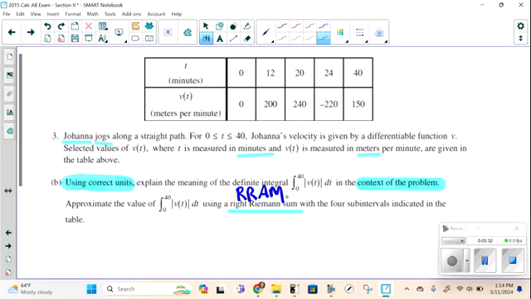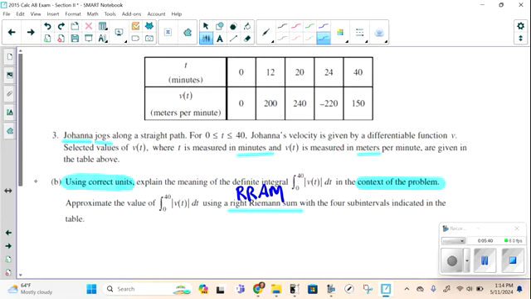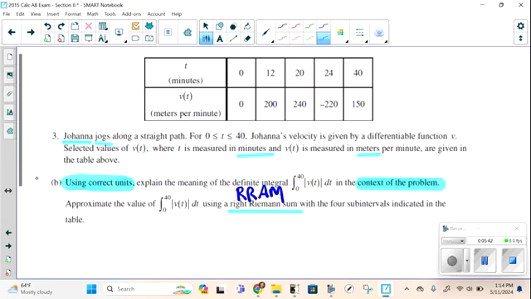Okay? And they want us to do that with the 4 subintervals indicated in the table above. All right. So first of all, let's talk about what this means. And let me take a minute to pull away and state that we have absolute value bars here. If I integrate any function without absolute value bars, that means displacement.